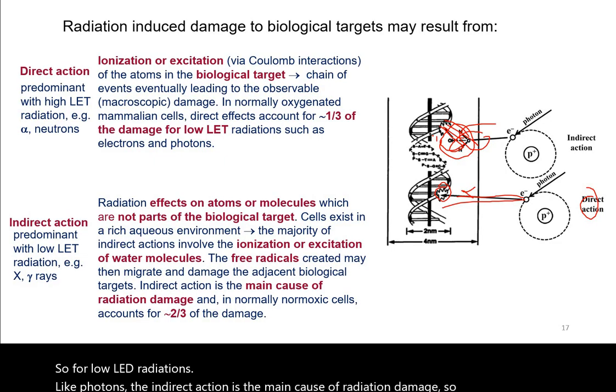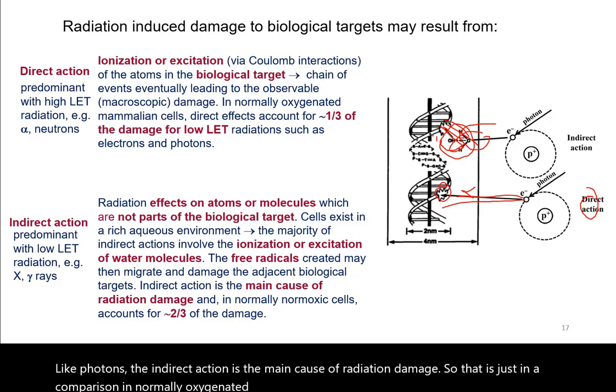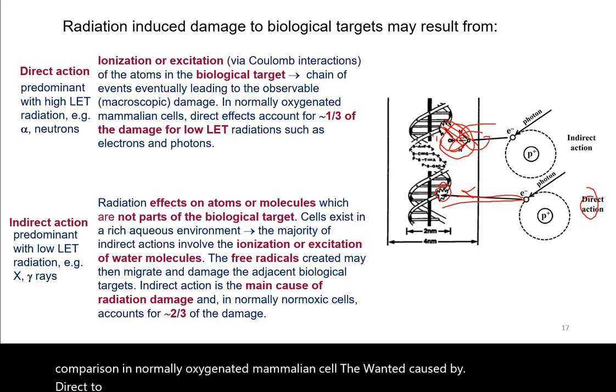So that is just a comparison. In normally oxygenated mammalian cells, 1/3 is caused by direct action and 2/3 by indirect action. But for very low LET radiation, indirect action is the main cause of radiation damage.